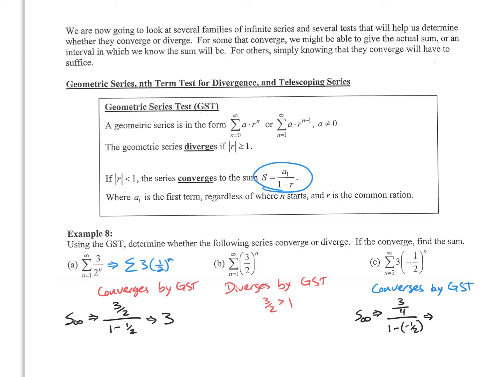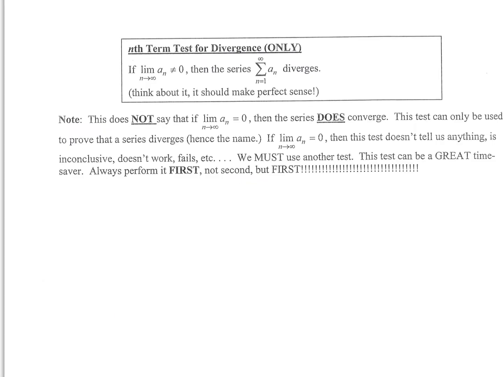So now I end up having 3/4 over how much? 3 halves. Well, dividing by 3 halves is really multiplying by 2/3. So what do I end up getting? 1/2. All right. So that series actually converges to 1/2. Pretty cool. We're moving.